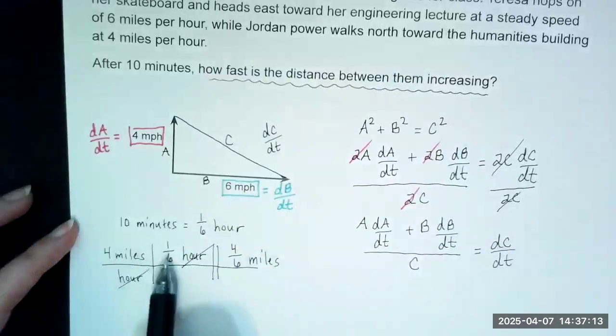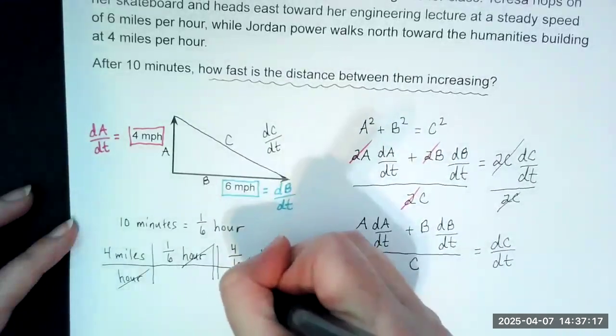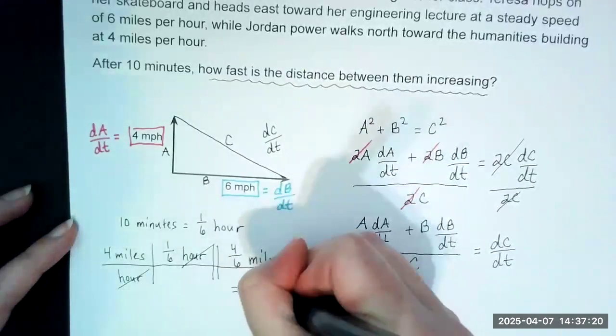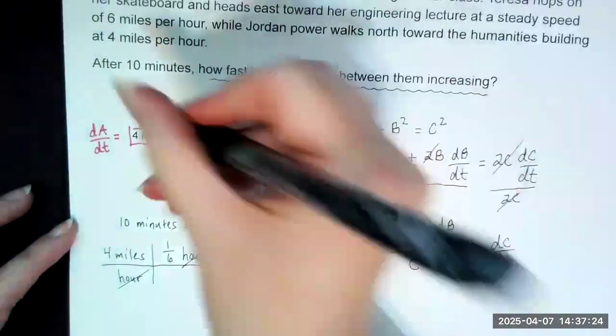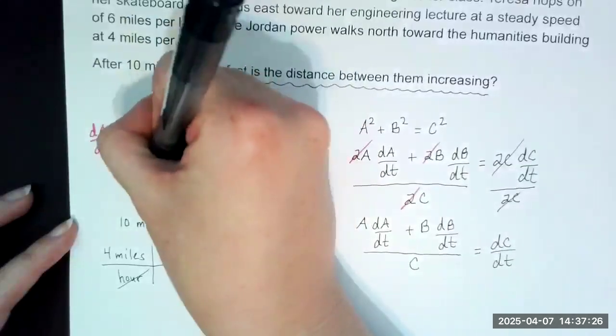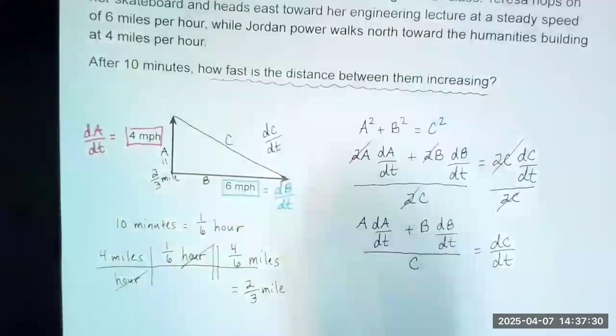So 4 miles per hour times 1/6 of an hour is going to give us 4/6 of a mile, or 2/3 if I want to simplify it. 2/3 of a mile. That's our side length A. So up here, the A is equal to 2/3 of a mile. Okay.